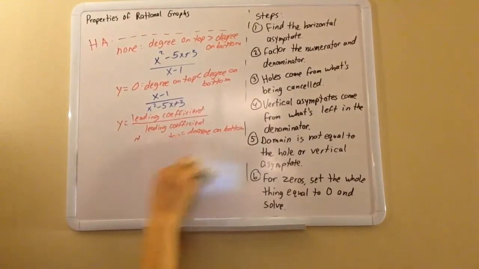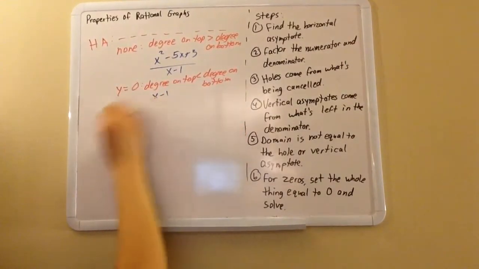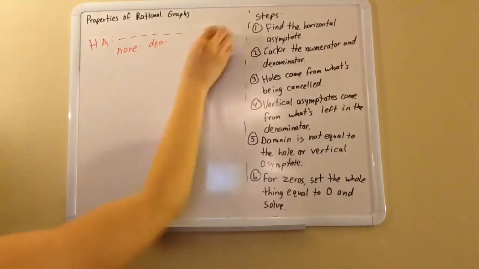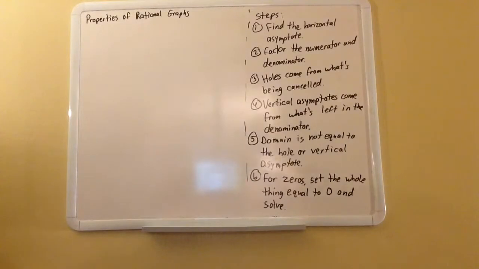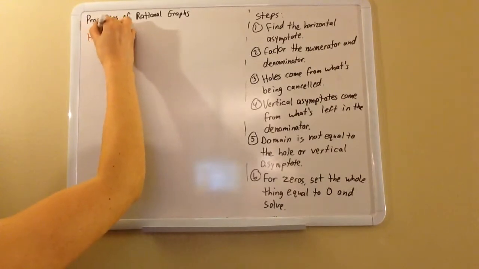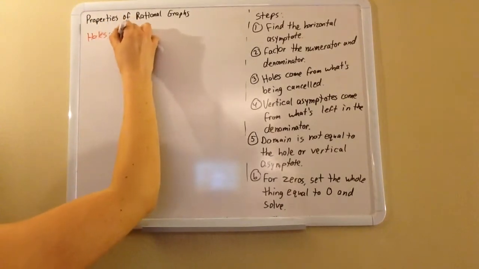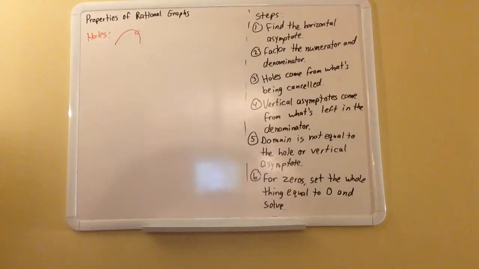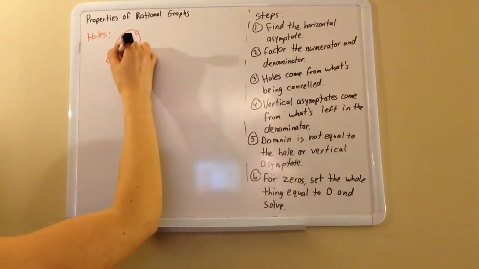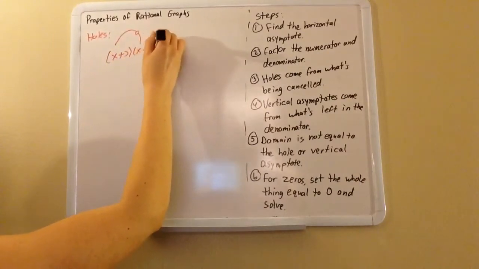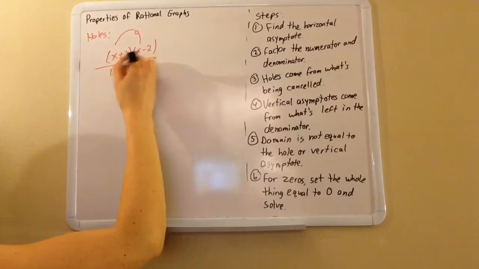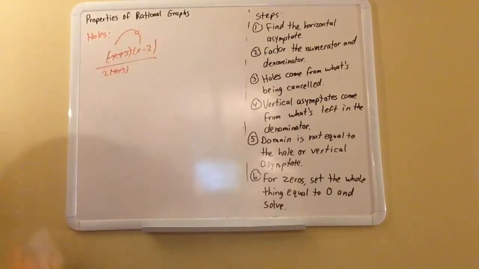I'm going to talk about each of the other ones here, and then we'll start putting things together. I also want to talk about holes. A hole looks like this. It really is a hole in the graph. You find the holes by what's being canceled. So you factor the top and the bottom. Let's say you have x plus 3 times x minus 2 over x plus 3 times 2. The hole is going to come from x plus 3, because that's what you're canceling out.